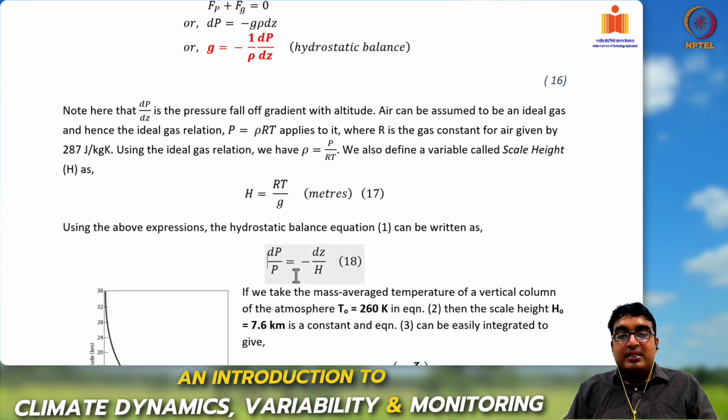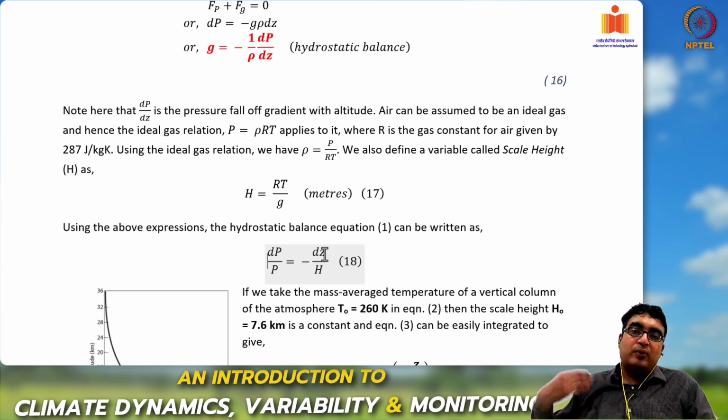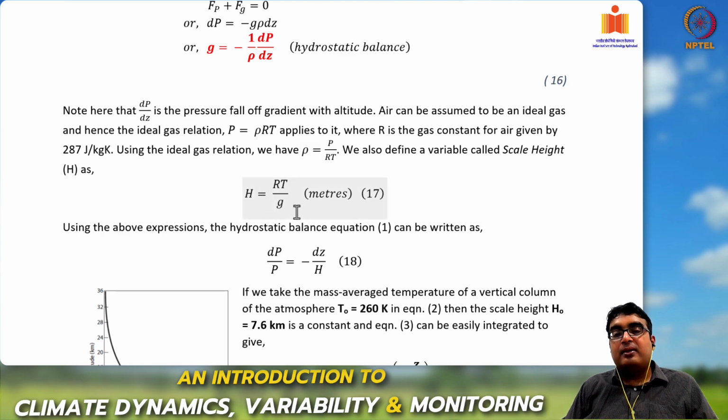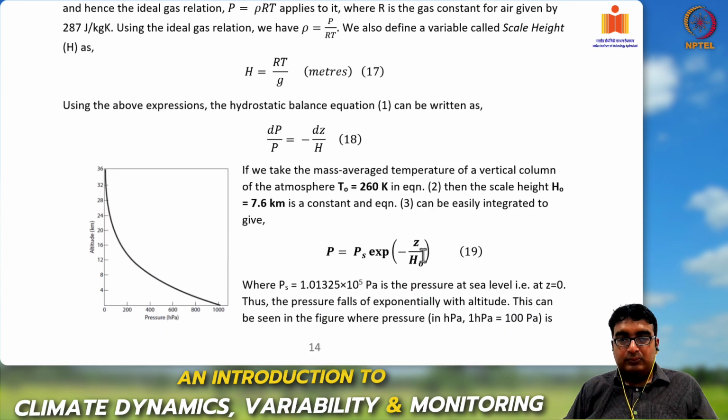dP by P is equal to minus dz by h. So we put dP by P on this side and dz on this side and h becomes RT by G. So this basically becomes minus G by RT dz. Okay. So what we have done here, we have replaced the density rho by P by RT and then rearranged the variables and expressed this RT by G as a scale height variable called h. So we are getting this expression here.